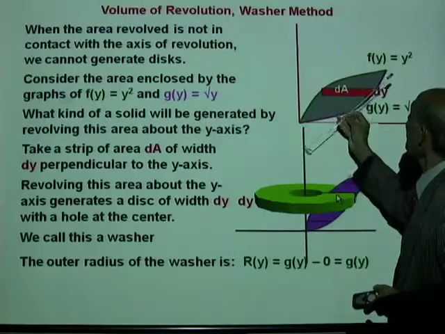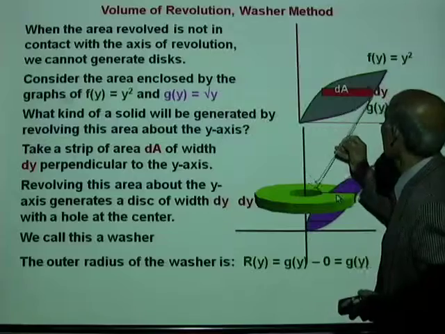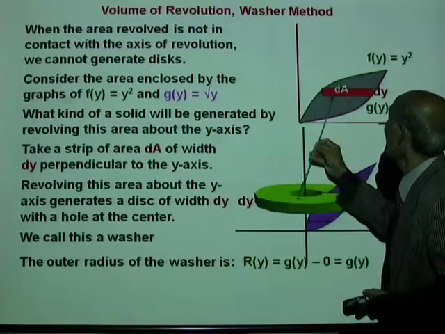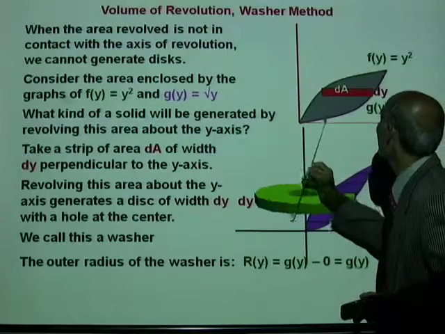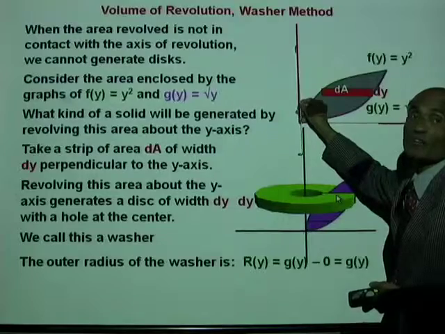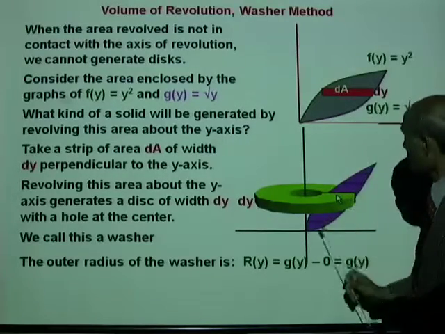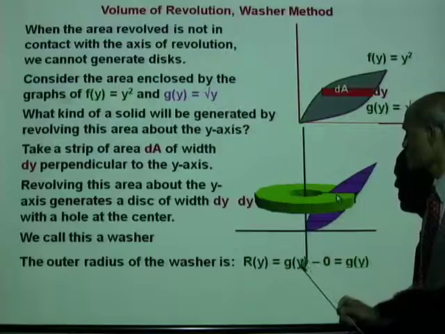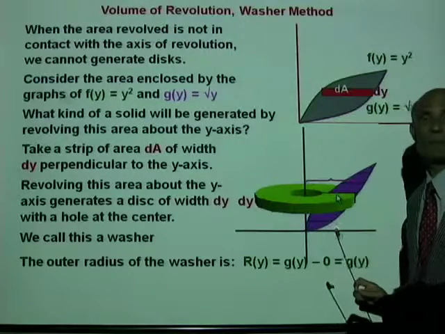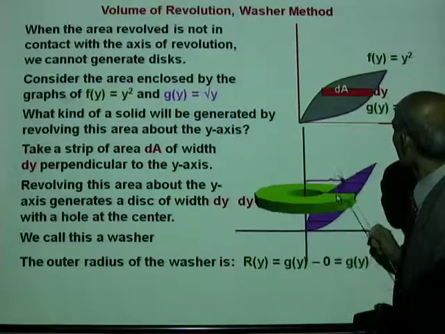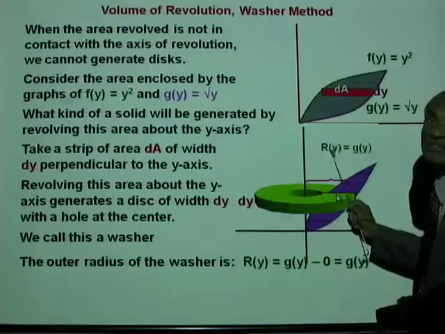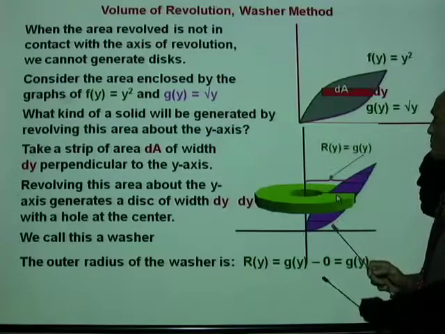Now, when this whole area is revolved, the outer radius is this distance, isn't it? And that distance is g of y minus 0. 0 is x equal to 0. So, R of y equal to g of y minus 0, which is actually g of y. Alright, so there you have, this is the outer radius, and that is R of y equal to g of y.